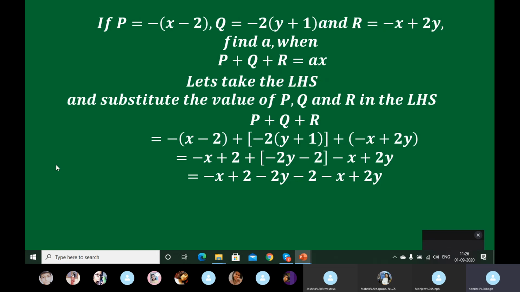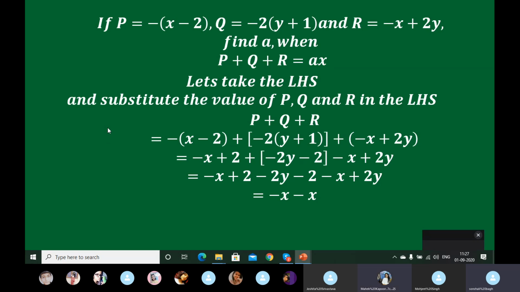So minus 2 plus 2 and minus 2 is 0. Again minus 2y and plus 2y is 0. Right or wrong? Yes, ma'am. So we are left with minus x and minus x. You have done addition and subtraction. What's the answer? Come on, fast.